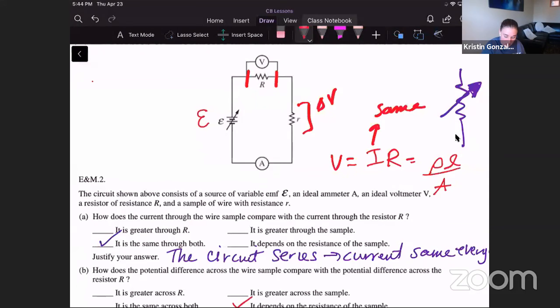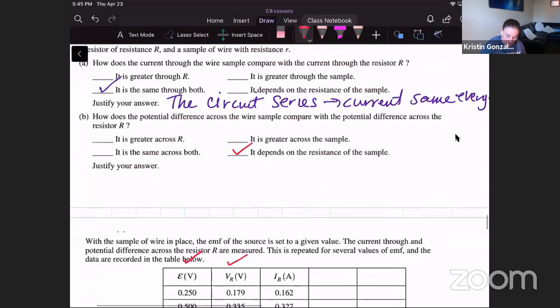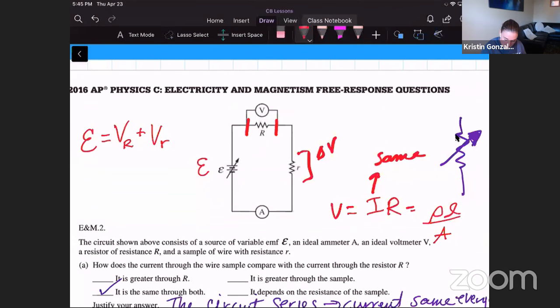So if I were to write an equation, I would say the EMF of the battery has to equal the voltage drop across my resistor big R plus my voltage drop across my little r. So if we know what the voltage drop across our big R is, and we know the EMF of the battery, then the EMF of the battery minus that potential difference across my big resistor will equal the potential difference across my little resistor. And what can we plug in for there? We can plug in Ohm's law, and we can say that it's the current through times the resistance of the wire.